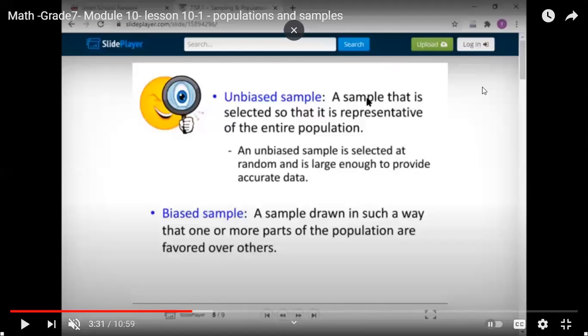Let's talk about an unbiased sample. Yes, unbiased sample and biased sample. Could you please tell me in your own words what the meaning of an unbiased sample is?